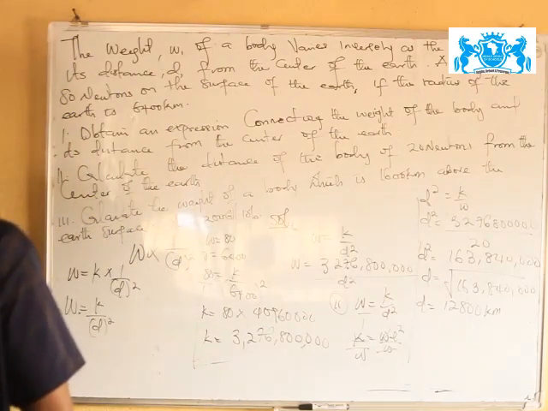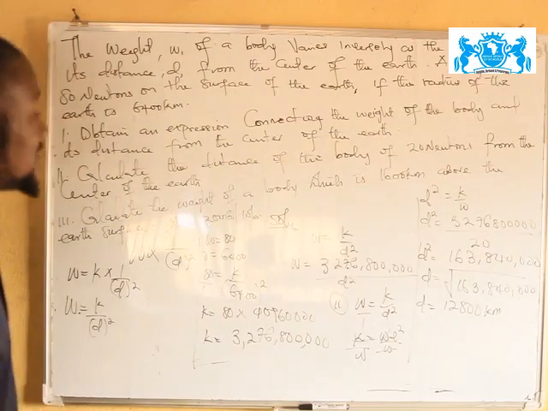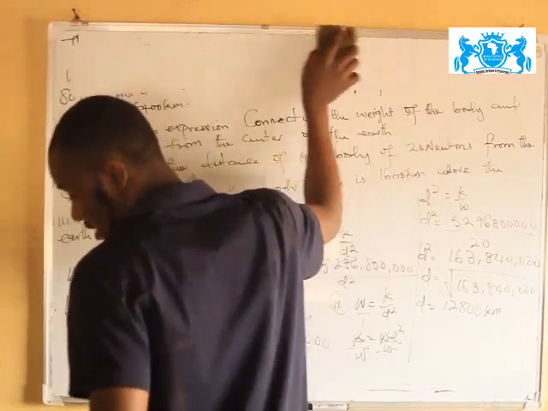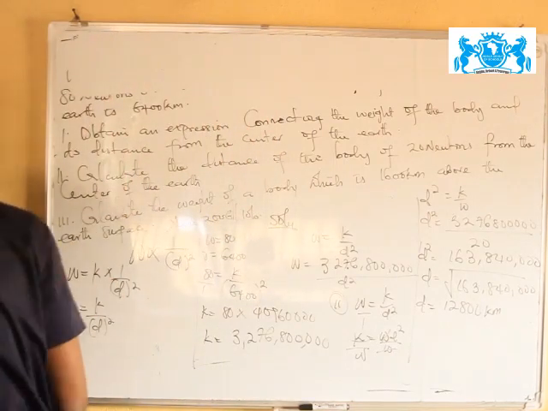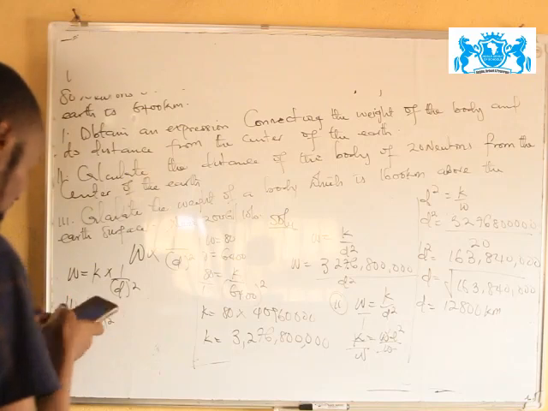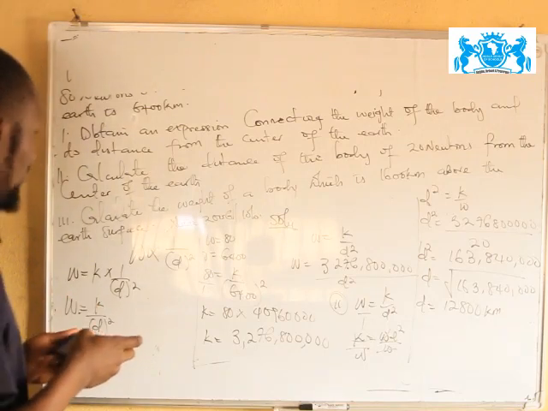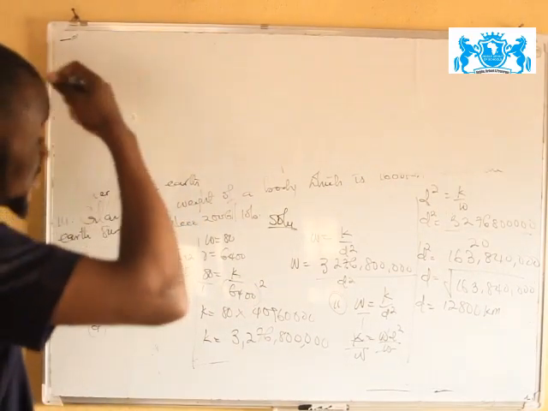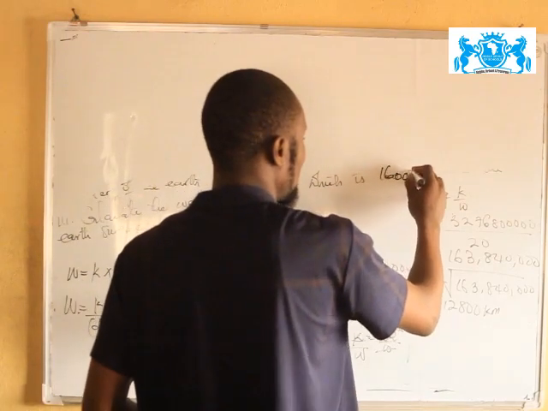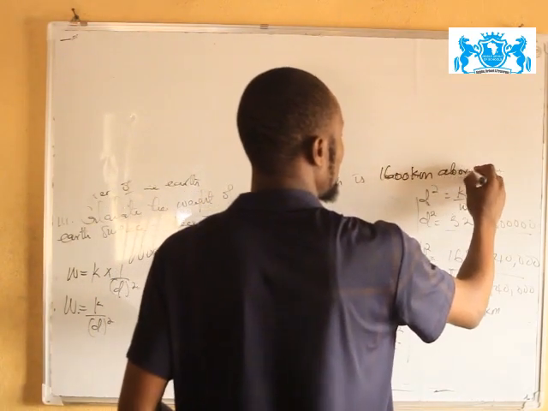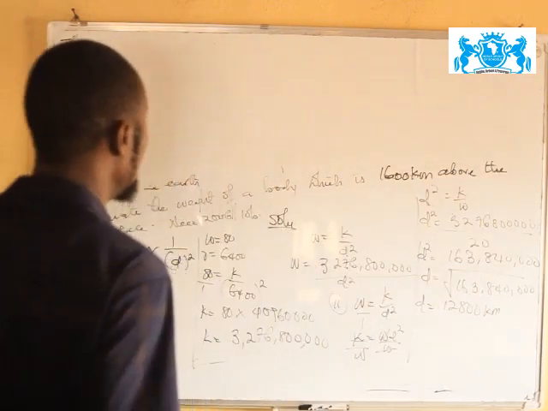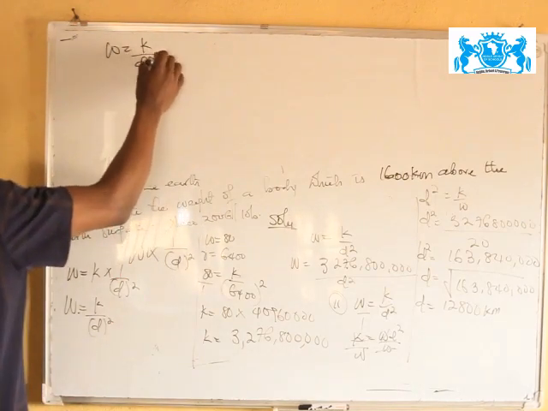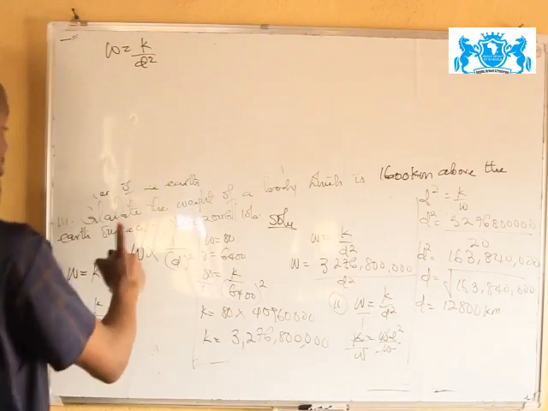Now, the third question says calculate the weight of the body, which is 1,600 kilometers above the Earth's surface. So from using our initial equation, W is equal to K over d raised to the power 2, and your W is what you are looking for.